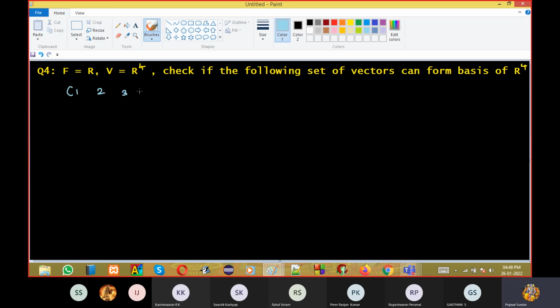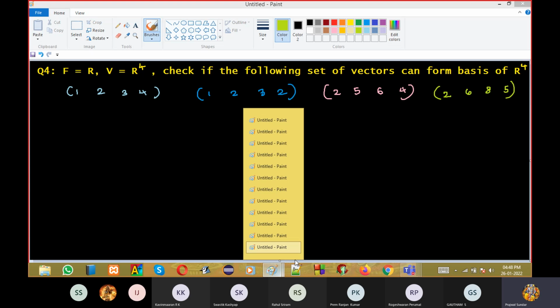(1, 2, 3, 4), (1, 2, 3, 2), (2, 5, 6, 4), and (2, 6, 8, 5). You need to check whether these vectors form a basis of R power 4 or not.